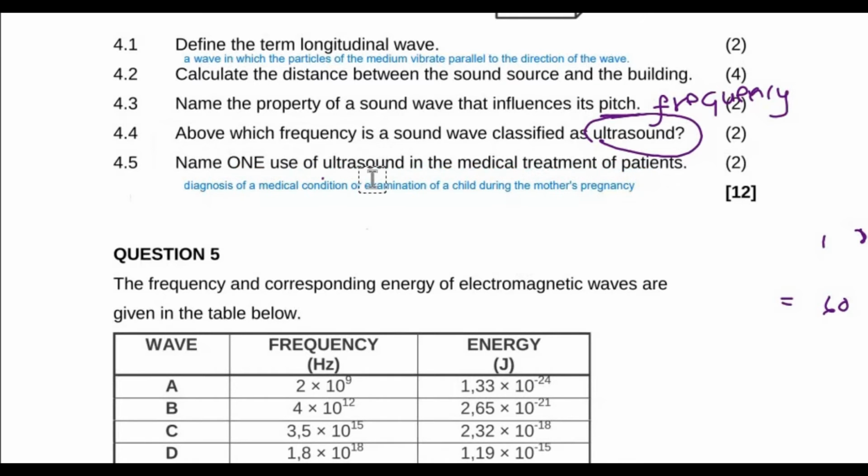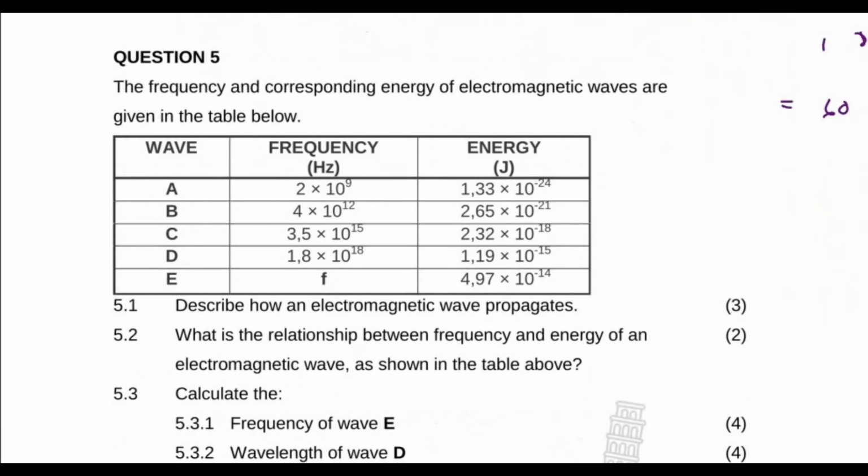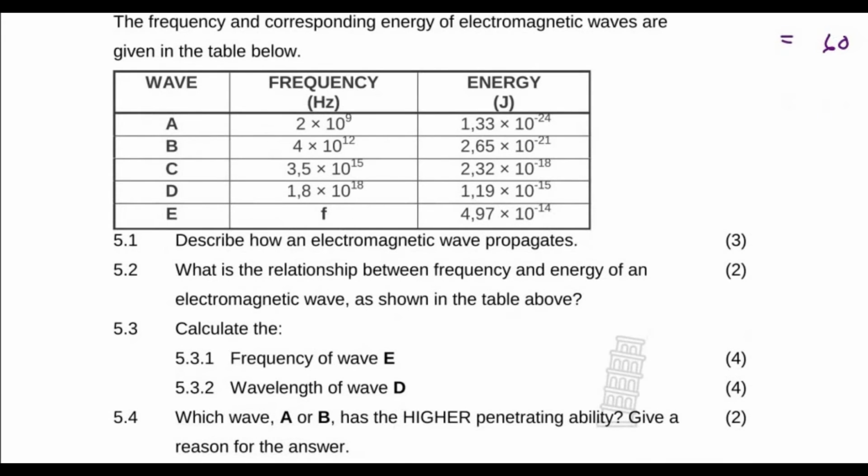Some people who are interested in studying radiography after matric will learn about ultrasound imaging. It's very interesting. Question 5. The frequency and corresponding energy of electromagnetic waves are given in the table. So we are given a table. We have wave A, B, C, D, E. We're given the frequency in hertz. It's always important to check: is it in hertz? Is it in kilohertz? We're also given the energy in joules. So these are the correct SI units.